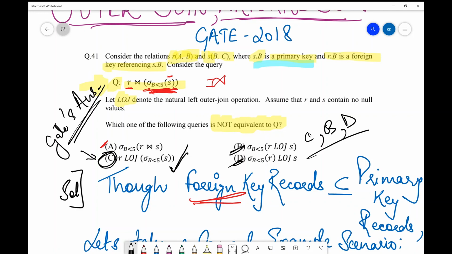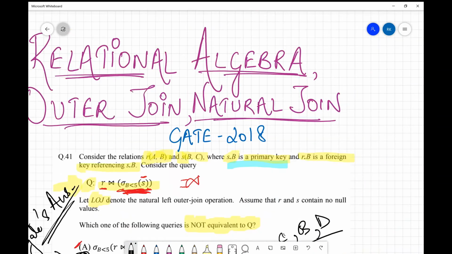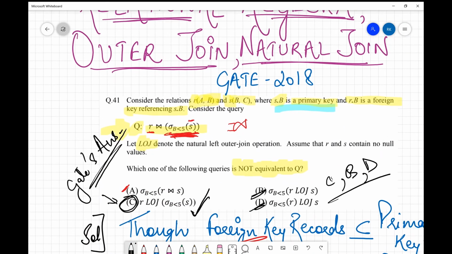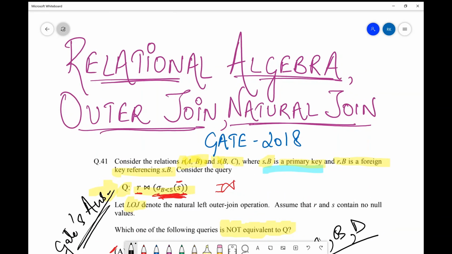But nevertheless, if you also come up with this set of records, with 8 and 0 over here, and you find out that B, C, D, all of these options are generating an answer which is not equivalent to Q, then don't mark anything or mark all the three. In any case, the marks are going to be given to all of the students basically, because there is a flaw in this question and you can always challenge this question on the GATE's website. So that's all for this scenario.